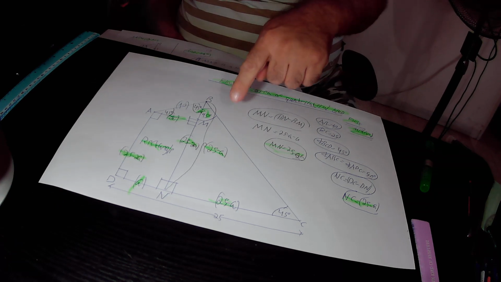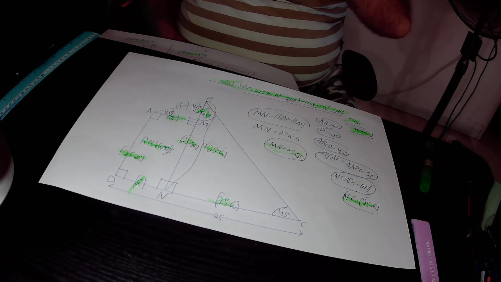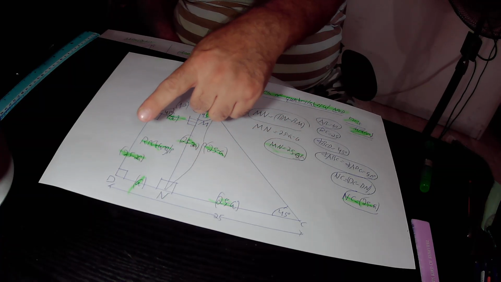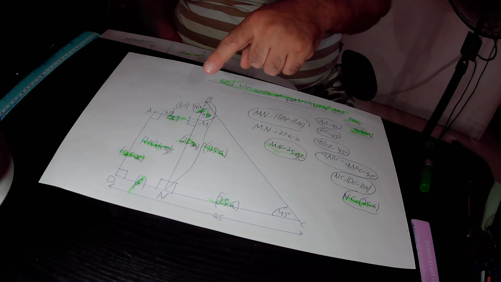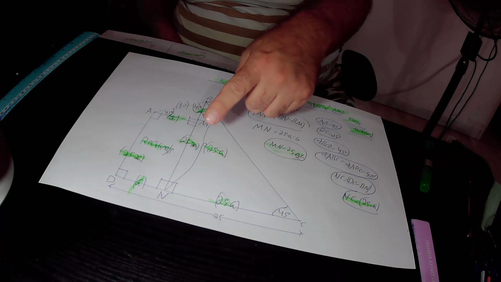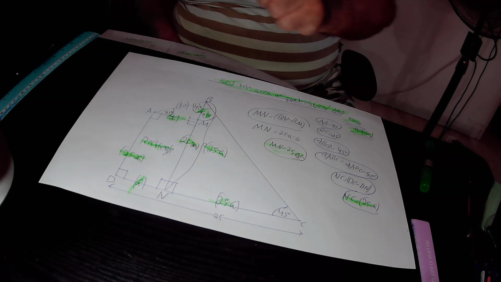This is quadrangle ABCD. We know that MN is parallel to AD, according to the rule that the opposite sides of a rectangle are parallel to each other. So MN is parallel to AD.